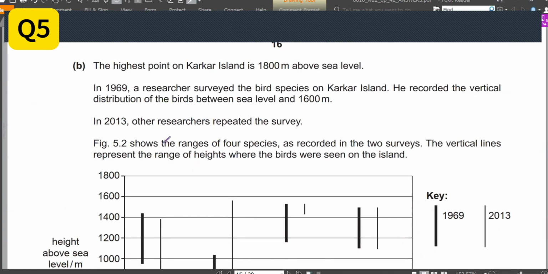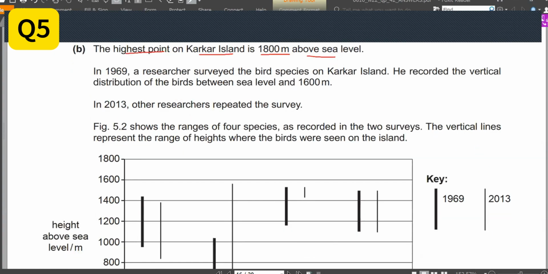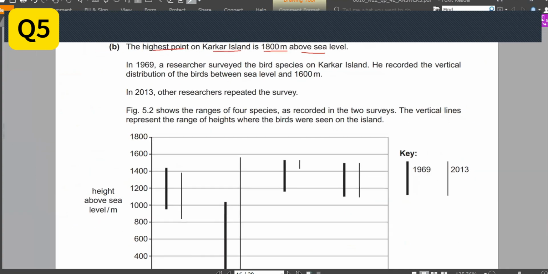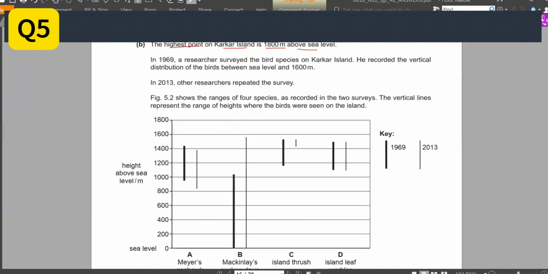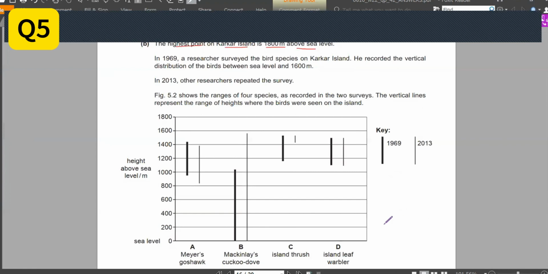Okay, so here we have another set of data. The highest point on Kaka Island is 1,800 meters above sea level. So this is our plot here. We are given the island, and the highest point in the island is 1,800 meters above sea level.